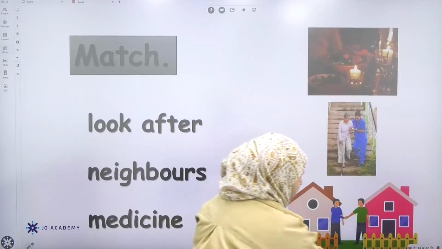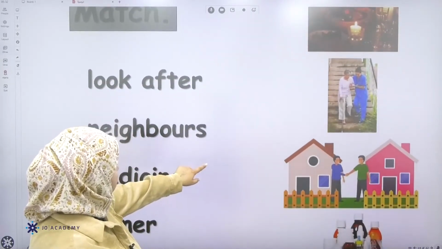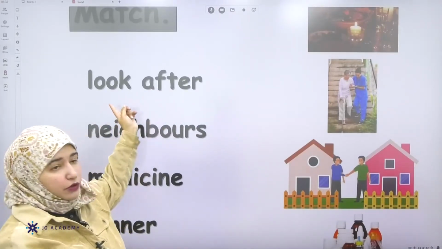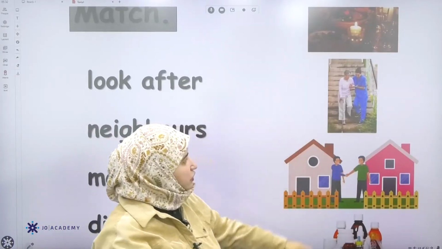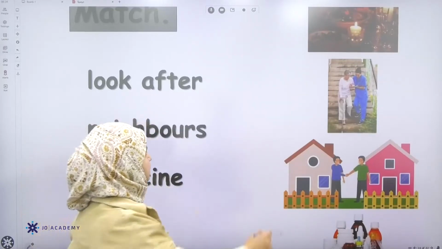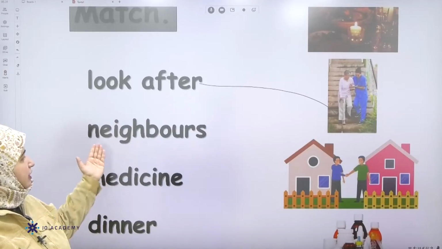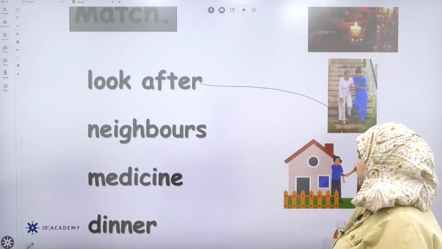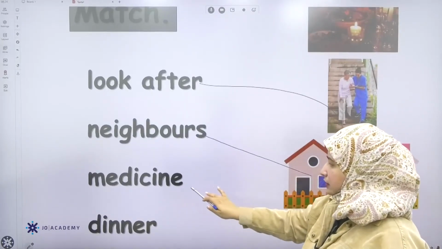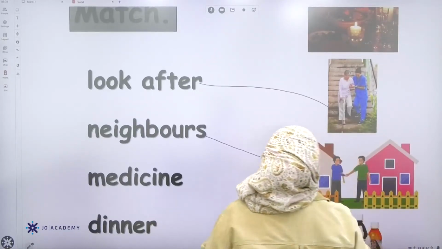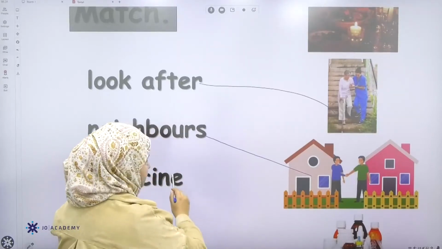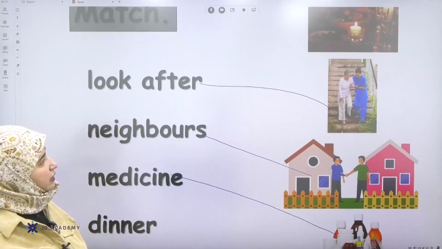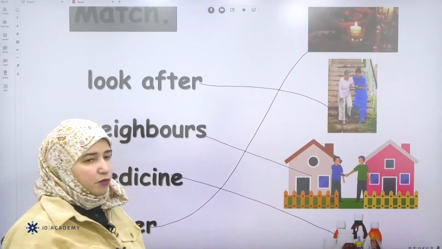Now here we are going to match. Look at the first one. Look after. Where is the picture that shows look after? Yes, excellent, it's here. Neighbors. Where is the picture of neighbors? Yes, it's here. Medicine. Where is the picture of medicine? We have two left here. Yes, excellent, it's here. What about this one? Dinner. Where is the picture of dinner? Yes, it's here. Bravo, excellent.